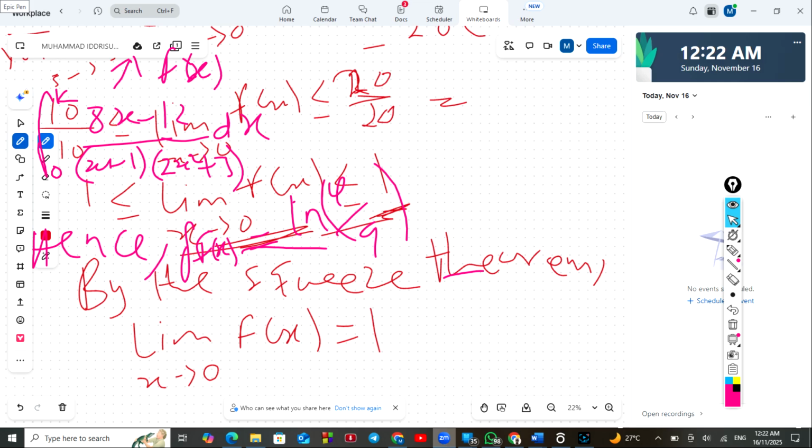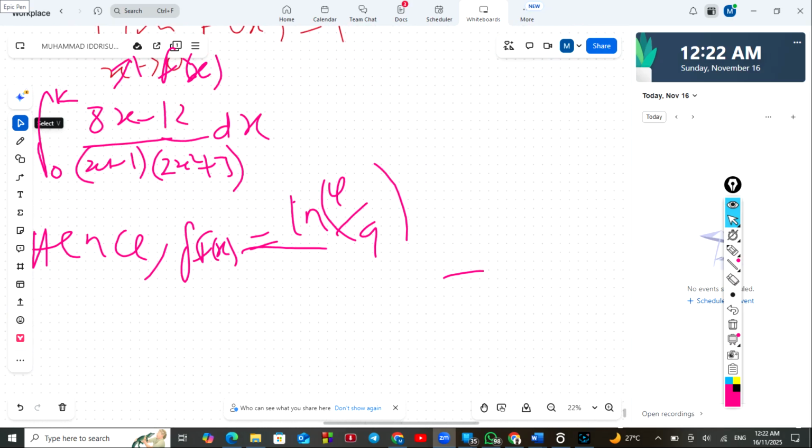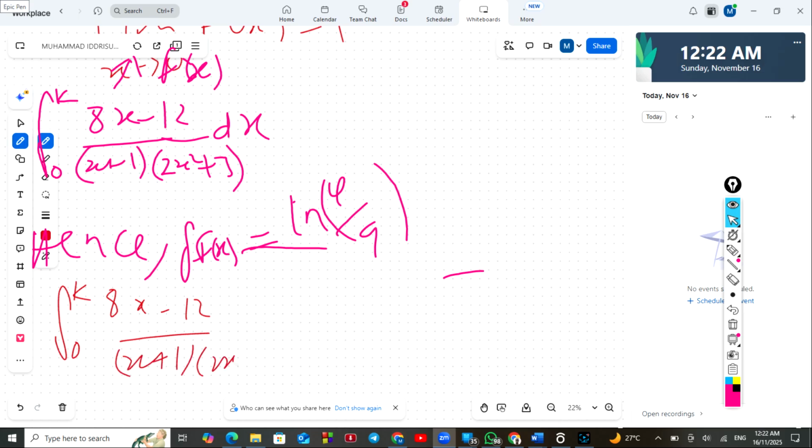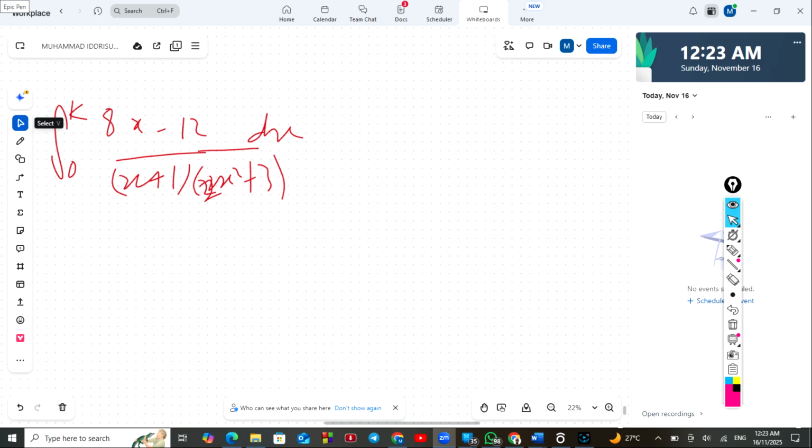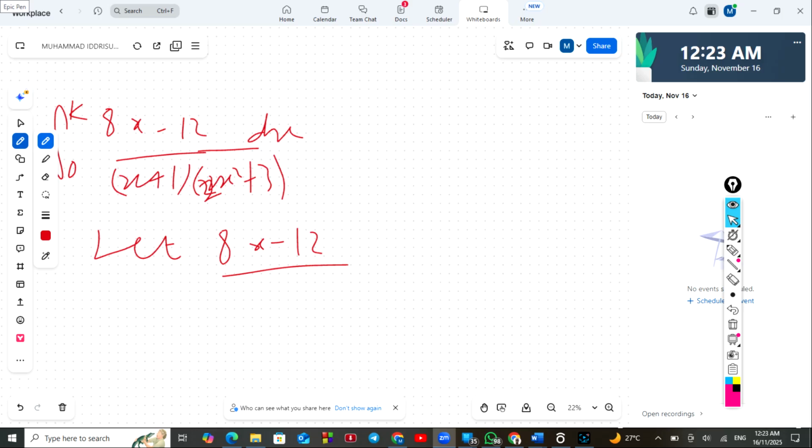Okay, so let me have this question here, how it is. So we have the integral from 0 to k of (8x minus 12) over (x plus 1)(2x squared plus 3) dx. This will be very difficult to integrate, so let's change it to partial fractions. Maybe if they are in partial fractions form, we can easily integrate it.